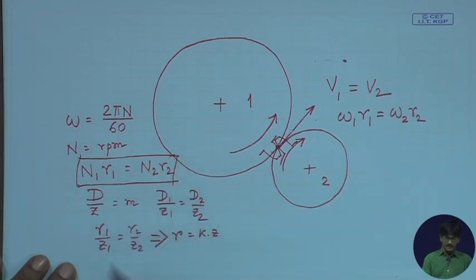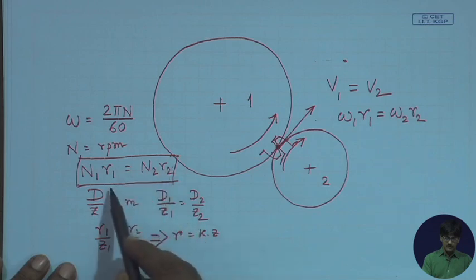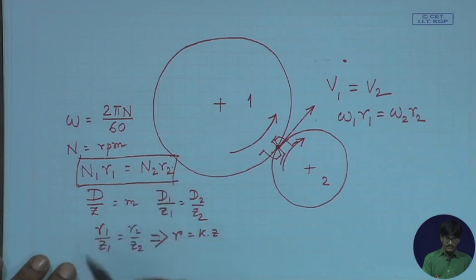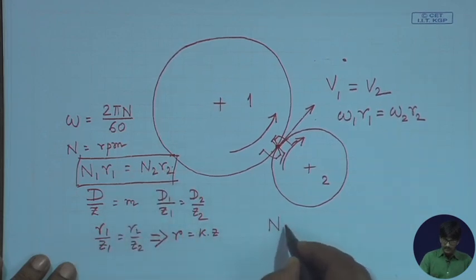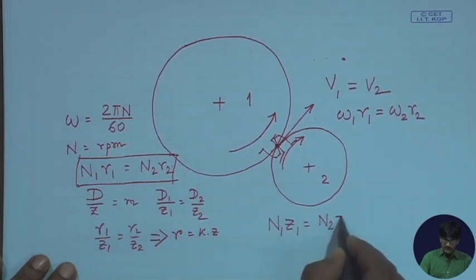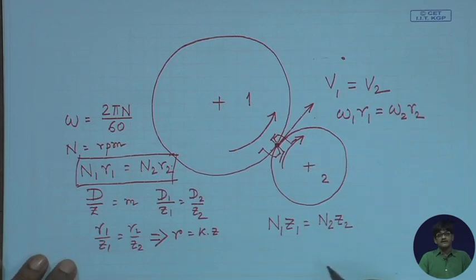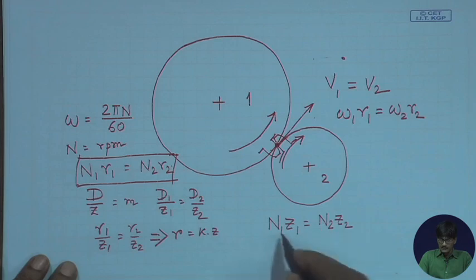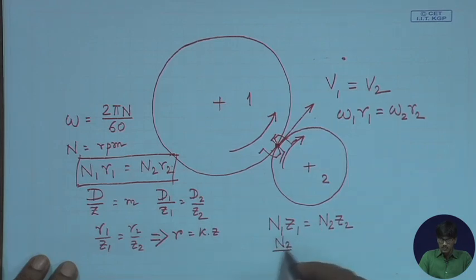Once we have established this, we notice that here R1 by R2 can be replaced by Z1 by Z2. R1 by R2 is equal to Z1 by Z2. So, we finally write this one: N1 Z1 is equal to N2 Z2. So, if someone asks you what is the ratio of the rotations of these two gears, you can simply say it is equal to N2 by N1, output by input.